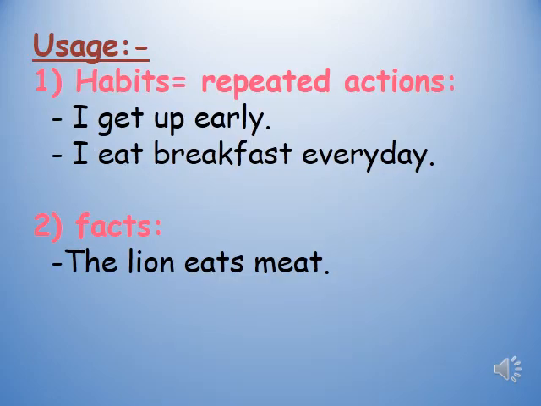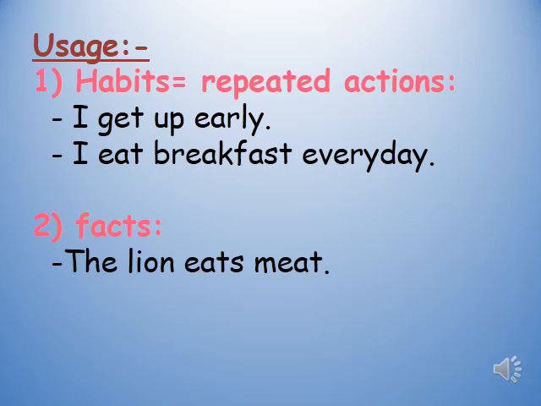Now, let's see the usage of the simple present. The usage means, when do I use the present simple or the simple present? Number one, habits or repeated actions. Habits means repeated actions that you do all the time. You do it over and over again, like your daily routine, okay? For example, I get up early. This is a habit, something you do every day. Or I eat breakfast every day. This is a daily routine, habit, repeated actions, okay?